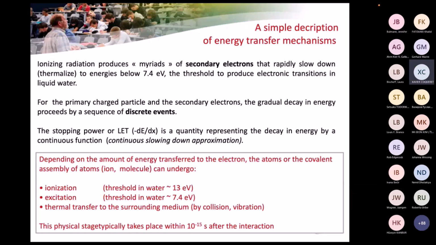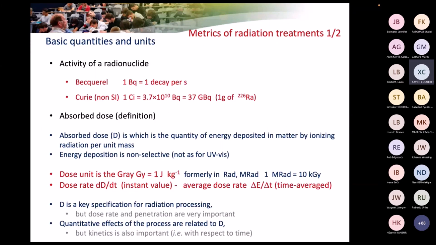So depending on the amount of energy transferred to the electron, the atoms or the covalent assembly of atoms, meaning molecules, molecular ions, can undergo ionization, excitation, and then some thermal transfer to the surrounding medium by collision and vibration. This physical stage typically takes place within 10 to the minus 15 seconds after the onset of the interaction. So these are very, very fast processes.